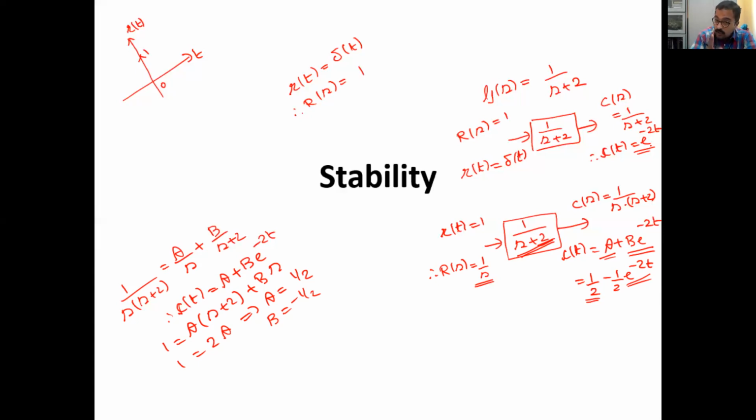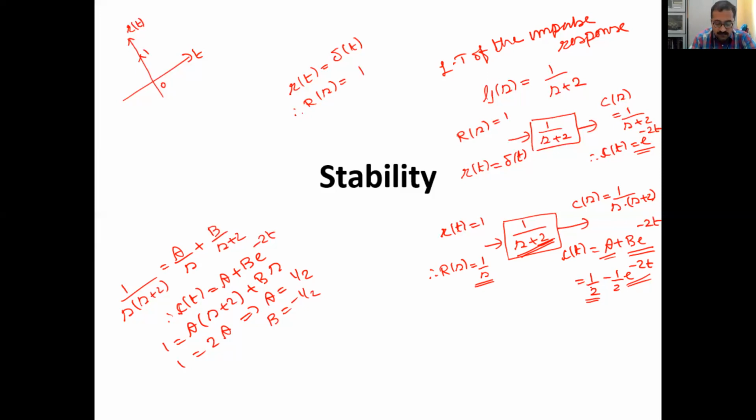Recall, what is a transfer function? It is the Laplace transform of the impulse response when all initial conditions are 0. So transfer function is nothing but the Laplace transform of the impulse response. If you take L inverse of a transfer function, you should get an impulse response. So impulse response is what is meant by transient response or natural response.